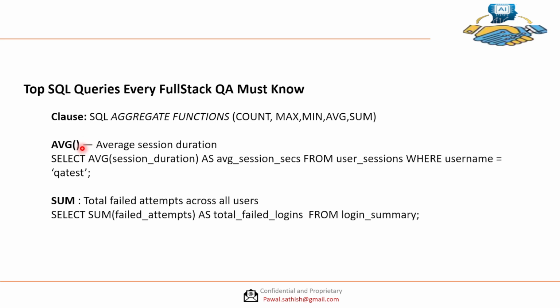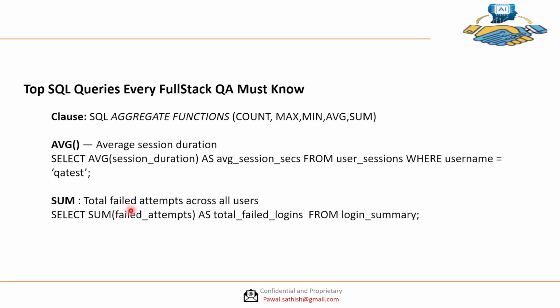And next is the average session duration. Okay, suppose we have written test cases that the dashboard will display the average session. Okay, and we need to verify from the front end and back end. Then we can use this query: SELECT AVG(session) AS average_session_in_seconds FROM table_name WHERE username is equal to 'QAtest'.